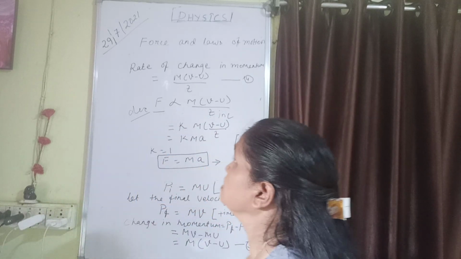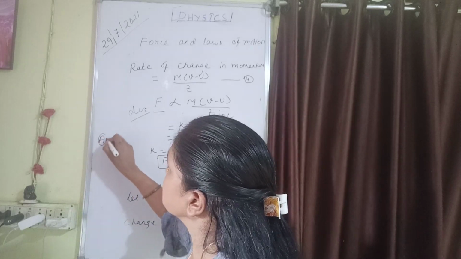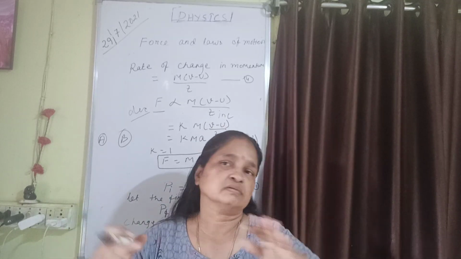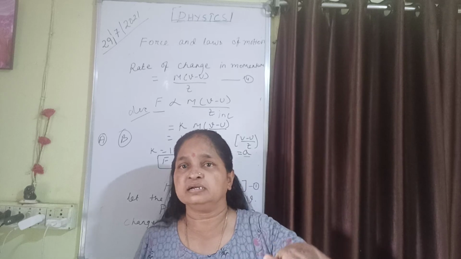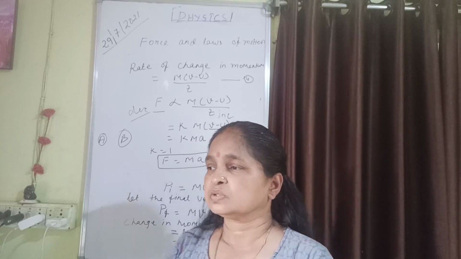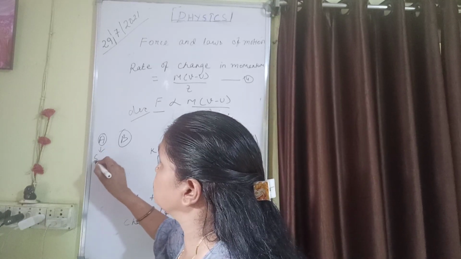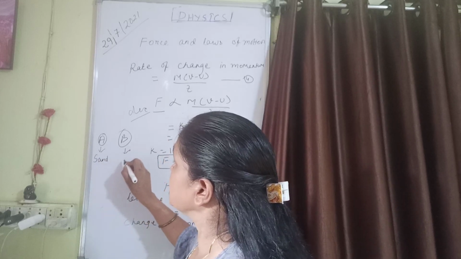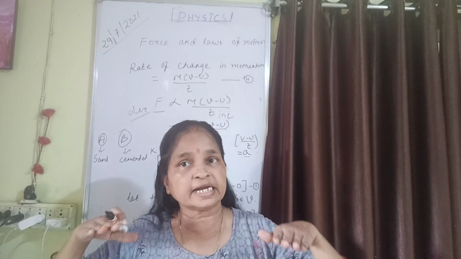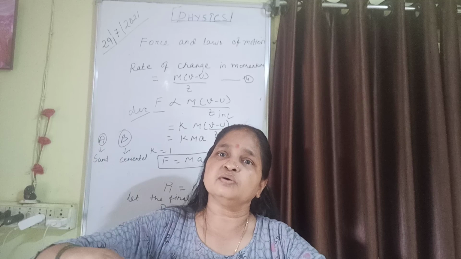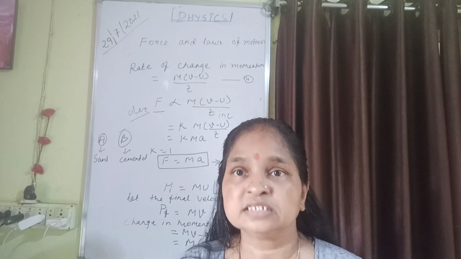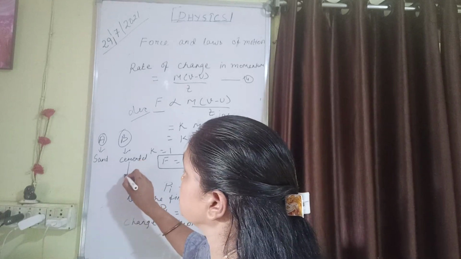Suppose two students are there, student A and student B. Both the students are running. One is running on a sand floor, and another is running on a cemented floor. A is running on sand floor and B is running on cemented floor. Both started at the same time and both fall down at the same time. Who will get more hurt? किसको ज़्यादा चोट लगेगा? Naturally, the student who is running on cemented floor.